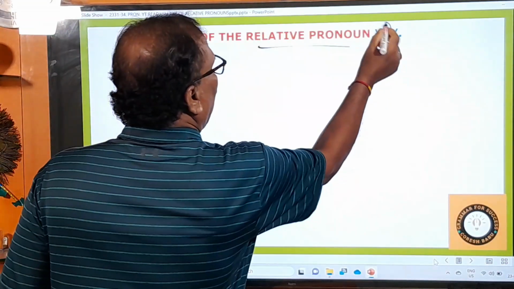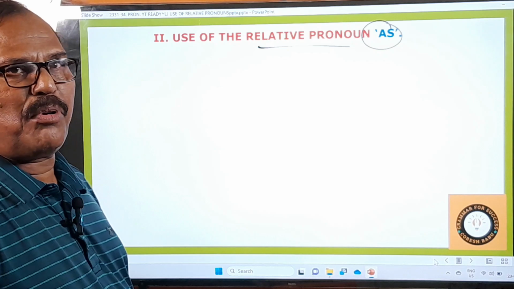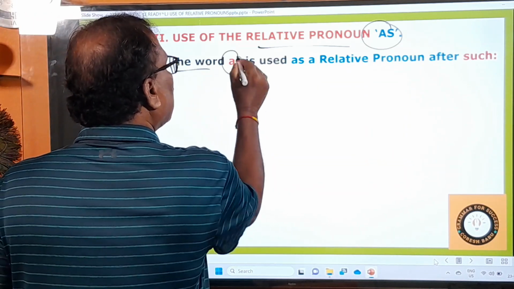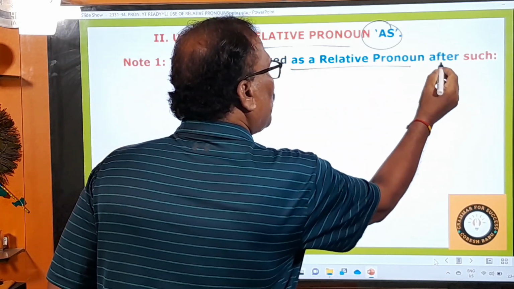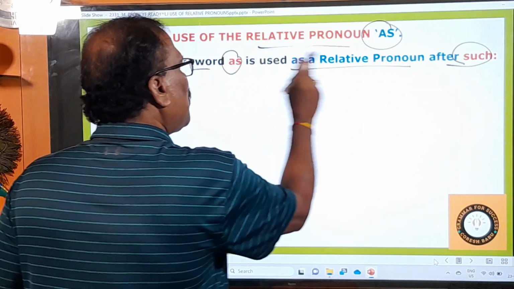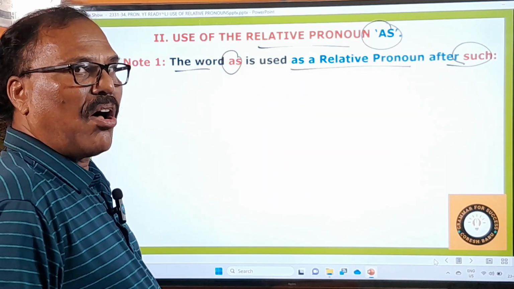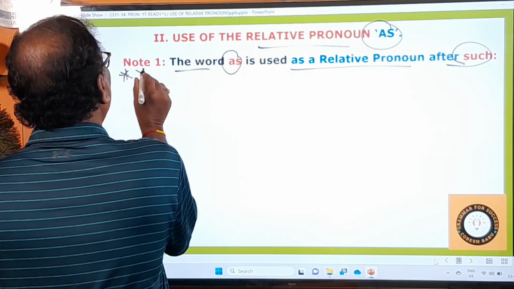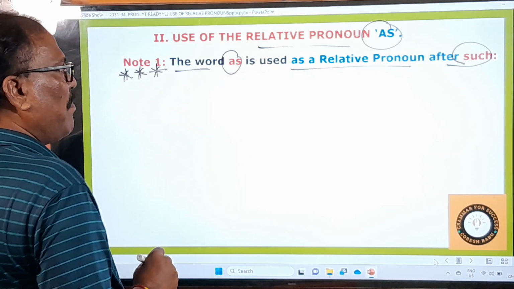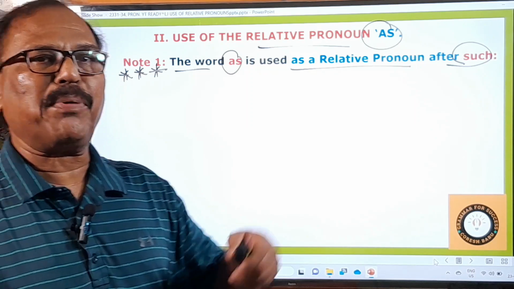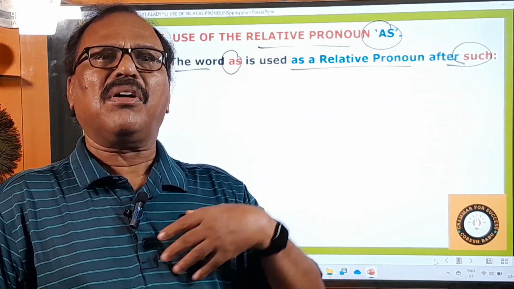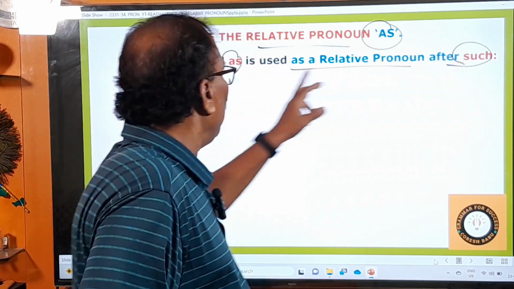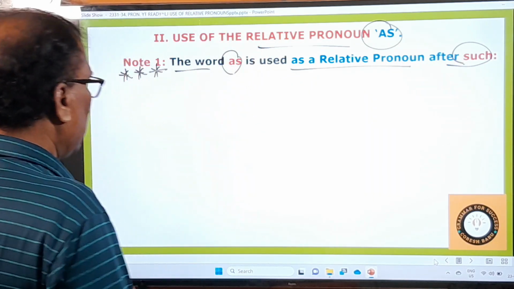Use of the relative pronoun as. Now let us learn about the use of the relative pronoun as. What is the note one? The word as is always used as a relative pronoun after such. Remember, after such we have to use as only. It's very, very important from the competitive examinations point of view, because after such most of the people use that. In the examination they give you, you can say that, but don't use that. Instead, after such we must use only as. How? Let us see that.